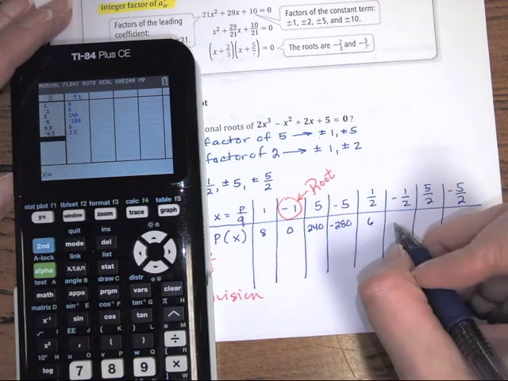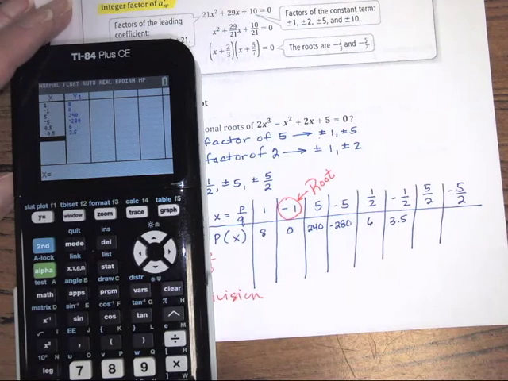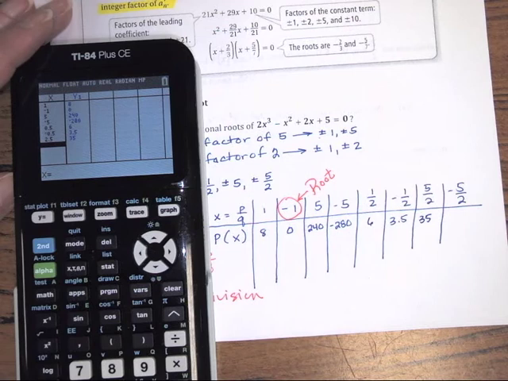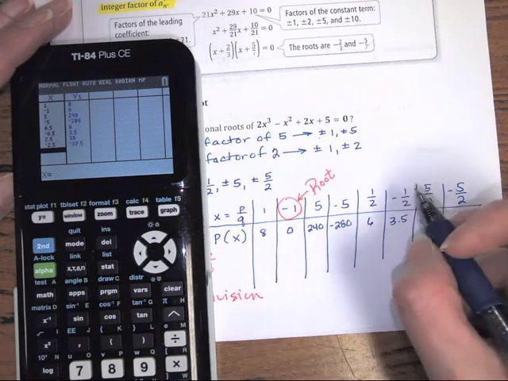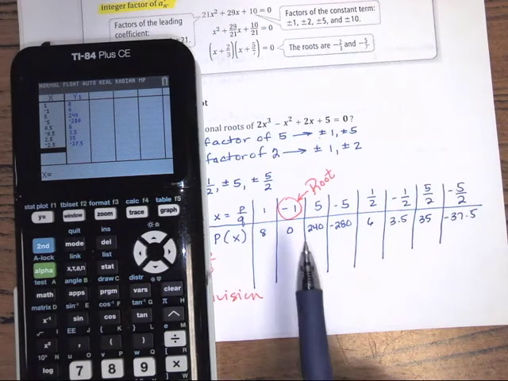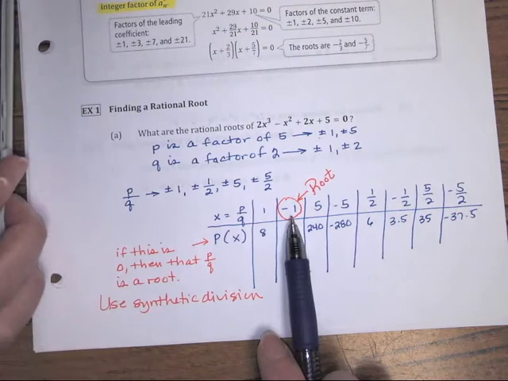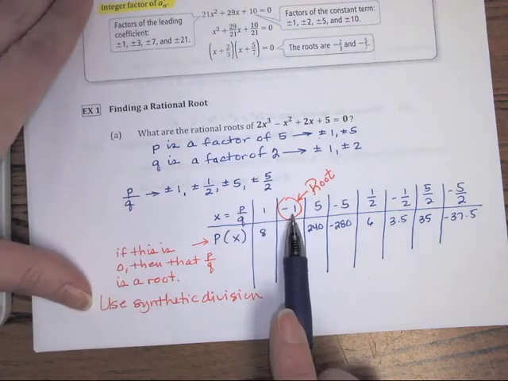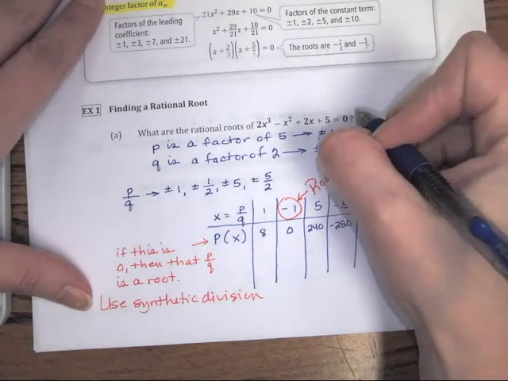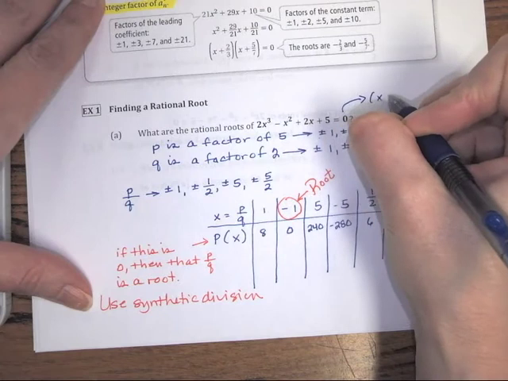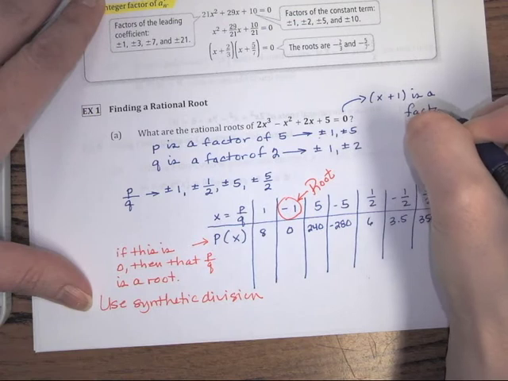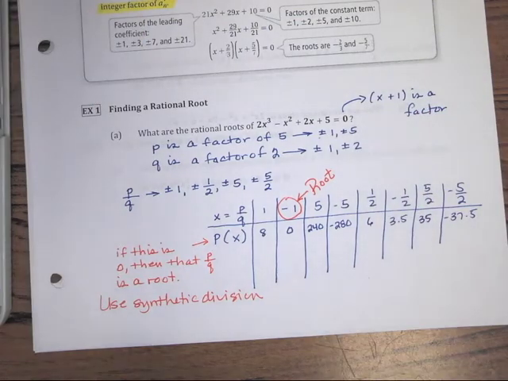-1/2 is 3.5. 5 divided by 2 is 35, and -5 divided by 2 is -37.5. None of this is important with the exception of this piece of information. This piece of information tells us that -1 is a root, and what this means is that x plus 1 is then a factor, right? Because it's x minus whatever the root is.